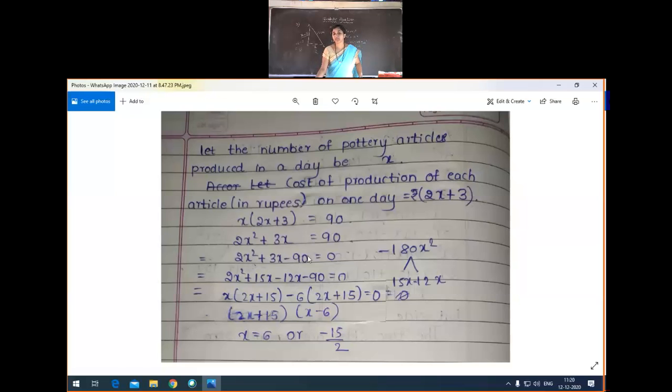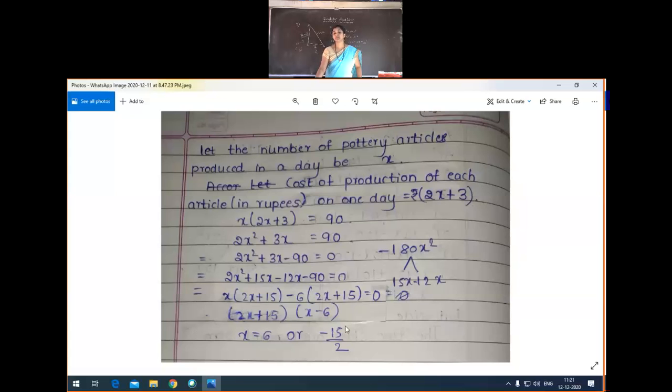Now we have to apply the splitting the middle term factorization and find the value. So 2x square, then 15 minus 12 is 3x. Then 15 into 12 is 180, so plus 15 into minus 12 is minus 180. Then here x is common: 2x plus 15 inside, then minus 6 is common, 2x plus 15, which is equal to 0. So the factors are 2x plus 15 and x minus 6, which is equal to 0.